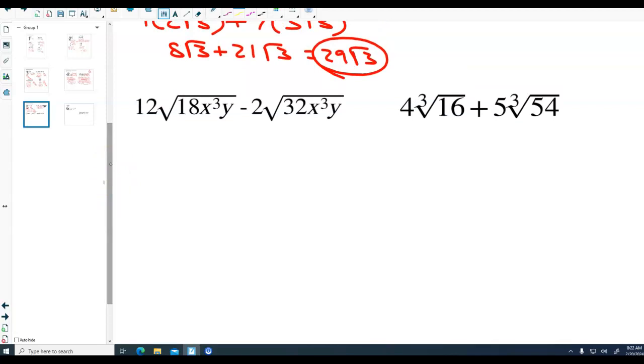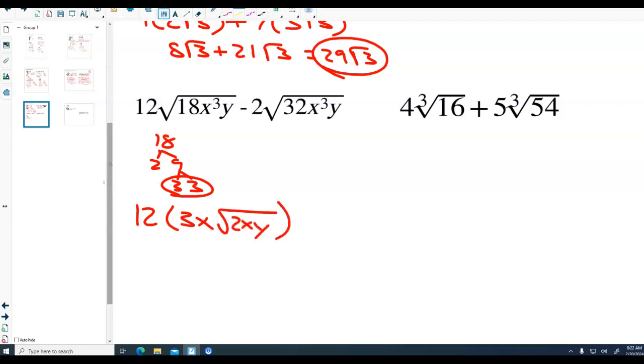18x cubed y. Well, 18 breaks down 2 and 9, 3 and 3. In addition, because there's no index here, it's assumed to be 2. 3 divided by 2 is 1 remainder 1. So I'm left with 12 times pair of 3's, and I can pull the x out, square root of 2xy. Minus 2 times, and we'll see in a second what it's going to look like.